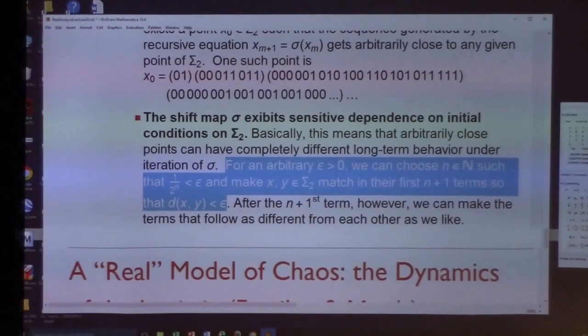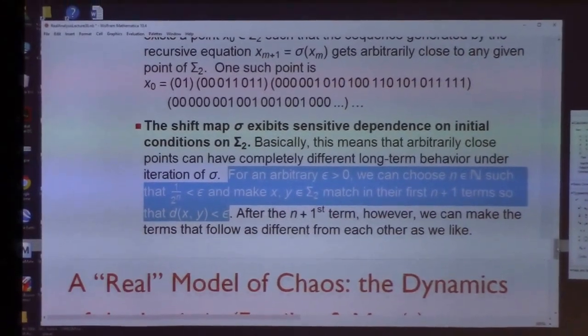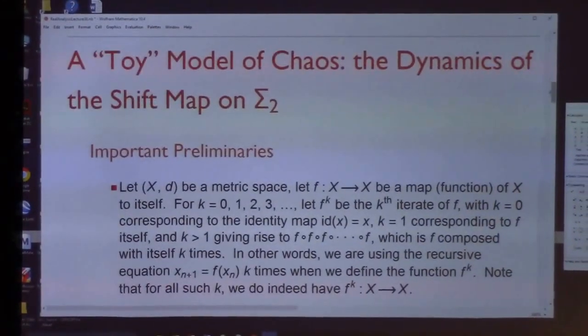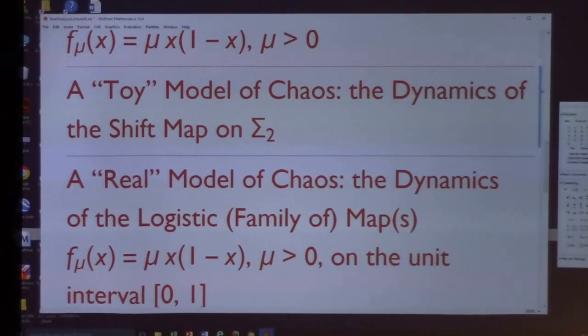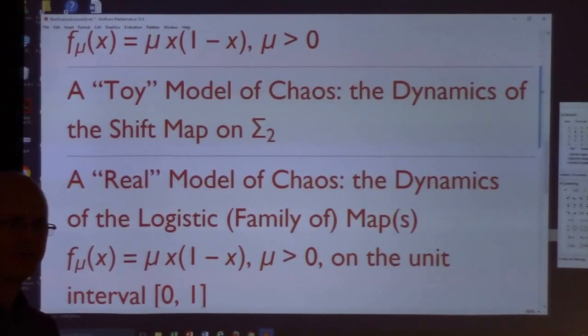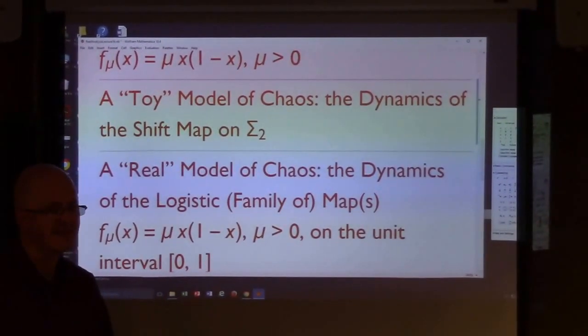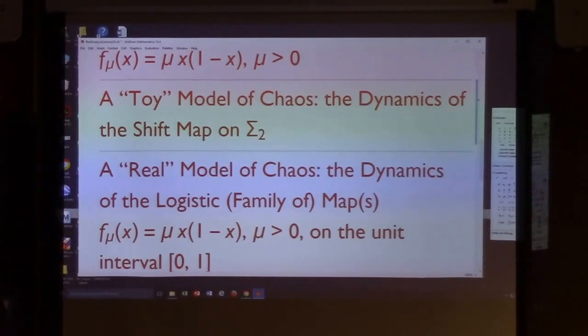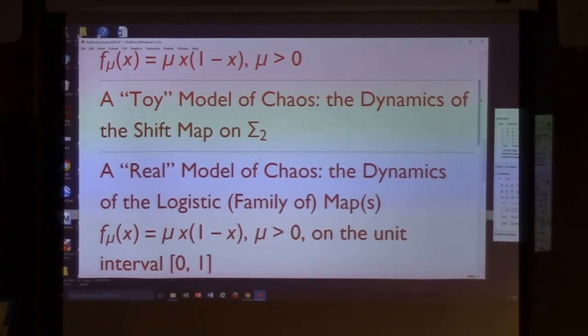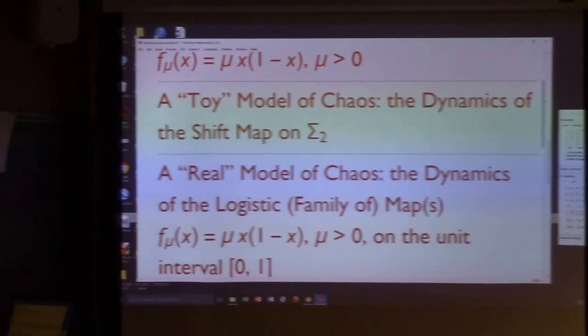So this is what you might call a toy model of chaos, okay? Toy in the sense that it seems kind of fake and is easy to play with, so to speak. It is still real math, okay? Metric spaces going on here, topological concepts. But as a model of chaos, you might think of it as a toy you can play with. It's relatively easy to understand in the big scheme of things.